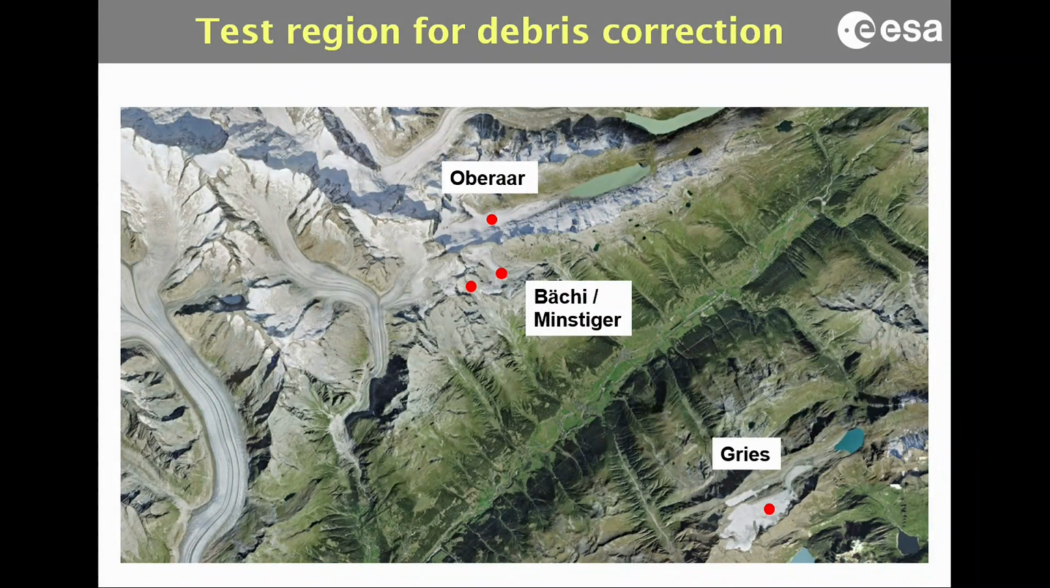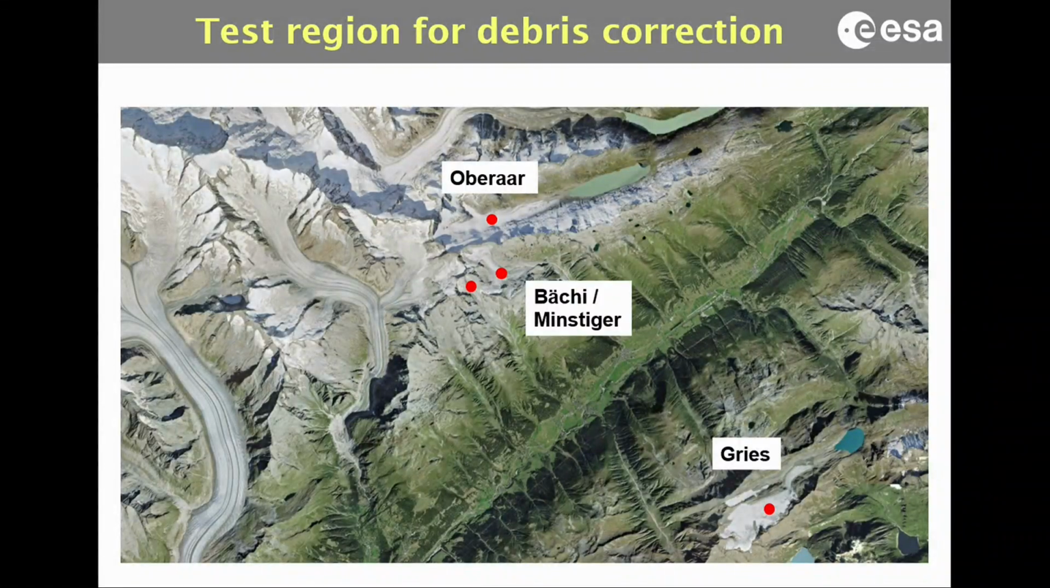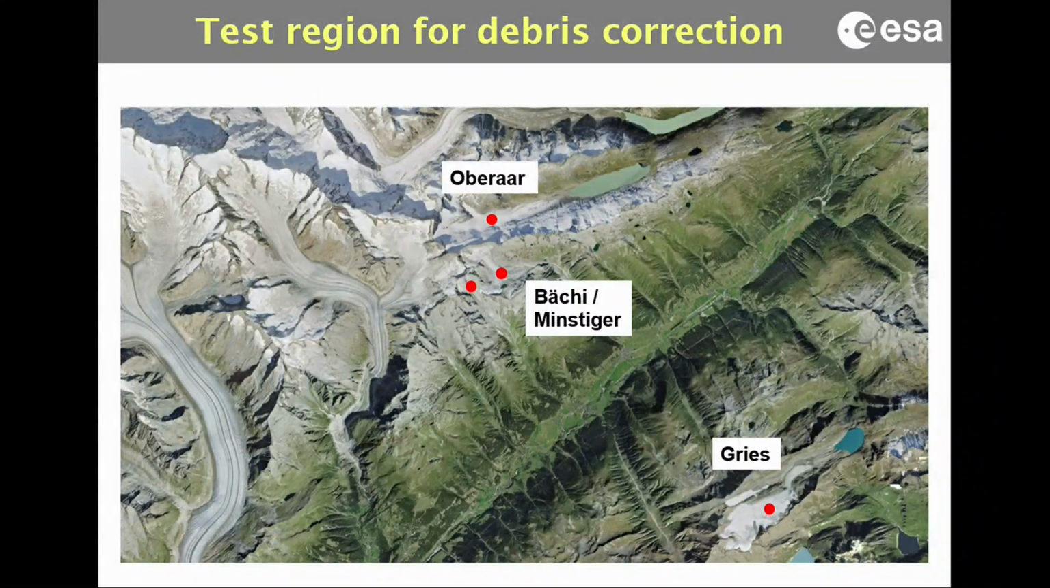There's this Oberaar Glacier, and then these two connected Bechy and Minstiger glaciers, and then Gries Glacier, where you should do in the exercises, when you come to this point, the manual correction editing of the glacier outline to get the glaciers complete. And for the exercise itself, there is a sheet of paper, a few pages with detailed instructions of how you should do it.